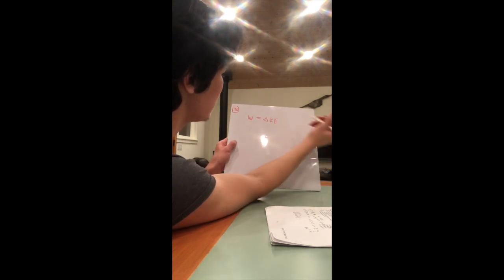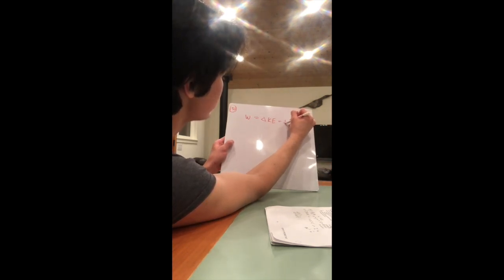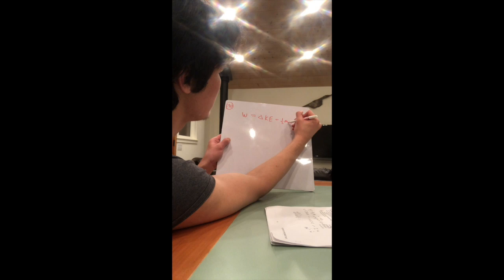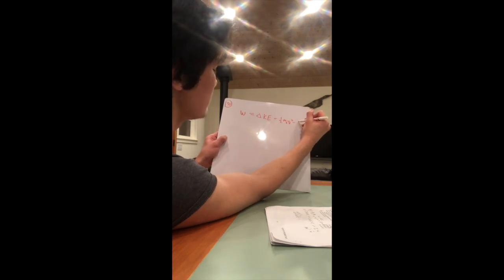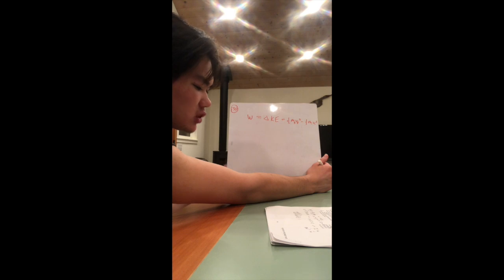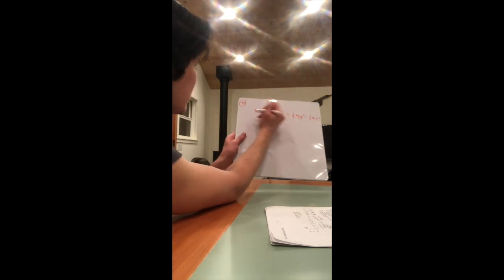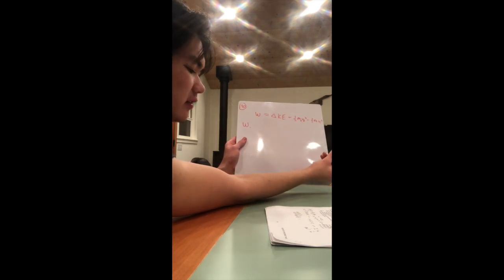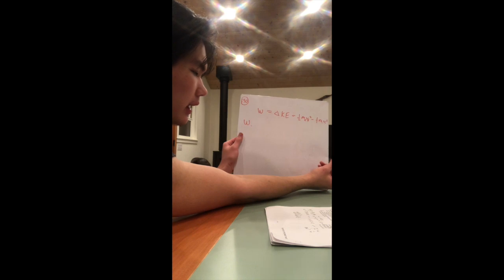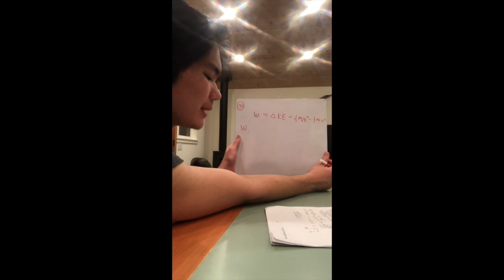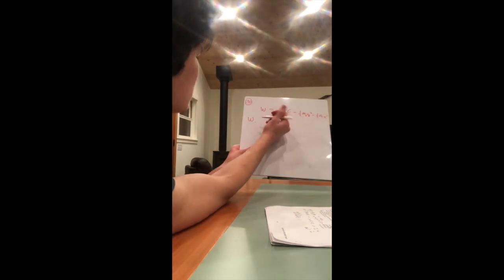The change in kinetic energy is 1/2 m v final squared minus 1/2 m v initial squared. That's the change in kinetic energy, which is the same thing as the work done in this situation. So the first scenario, work 1, we have a final velocity of 20 meters per second and an initial velocity of 10 meters per second.